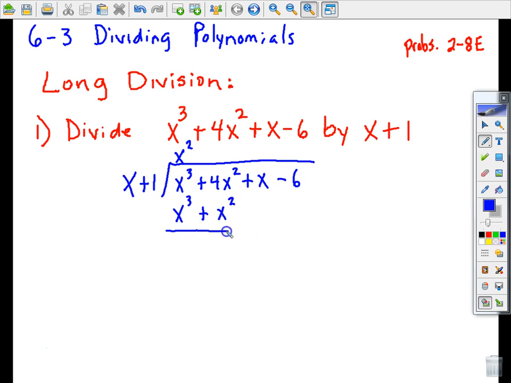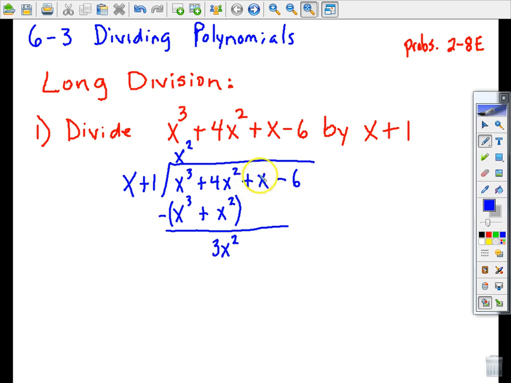Well, you remember a long time ago, after you multiply, then we're going to subtract. And just be careful here, because really you're subtracting both of these terms. This is a common mistake that people make. When I'm subtracting, I'm not only subtracting x to the third, which of course makes 0, but I'm also subtracting 1x squared from 4x squared. So 4 minus 1x squared is 3x squared.